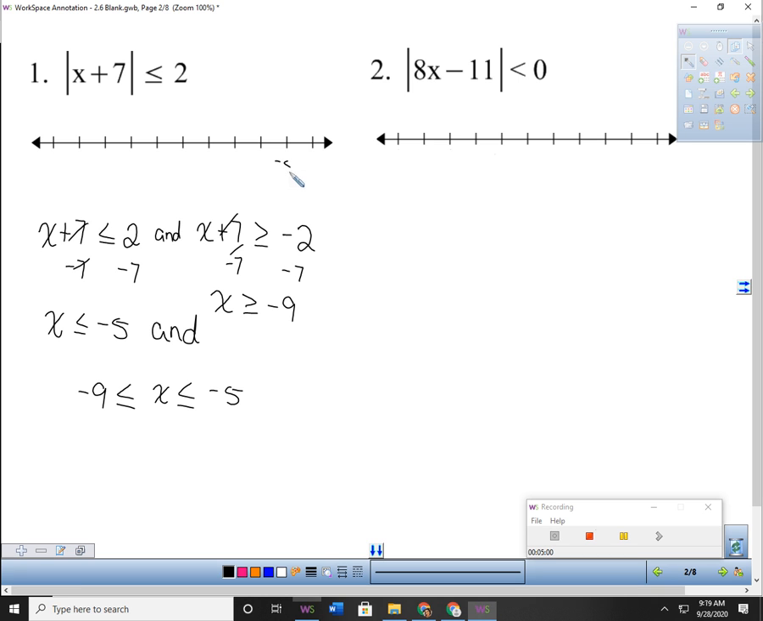So I'm going to go to negative 9 and negative 5, so I'm actually just going to start here at negative 5. I'm going to go to negative 9, and I'm going to put a closed circle because I do have an equal to bar. And then I'm going to go all the way to negative 5, put a closed circle. And then I'll be shading in the middle.